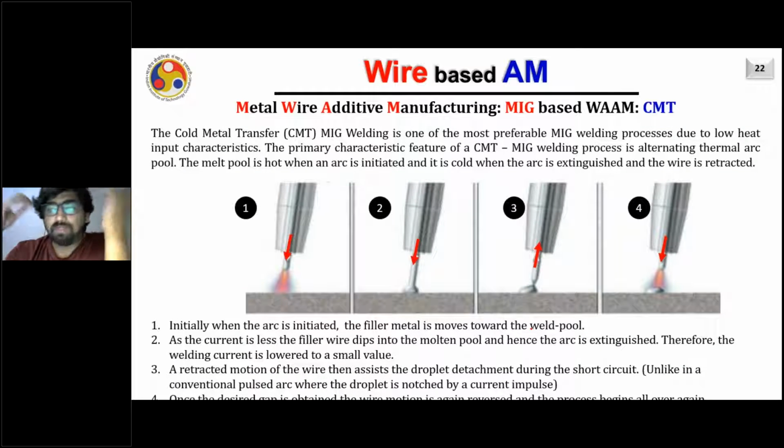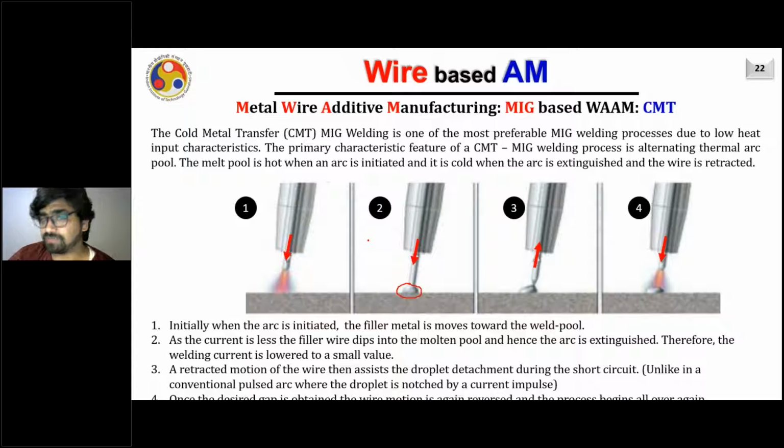But then later on, a process came into the picture called CMT. I have mentioned just now that a current is required to detach the wire from the short circuiting. But what if we mechanically detach the wire, or pull the wire back in such a way that it can detach a droplet onto the substrate?